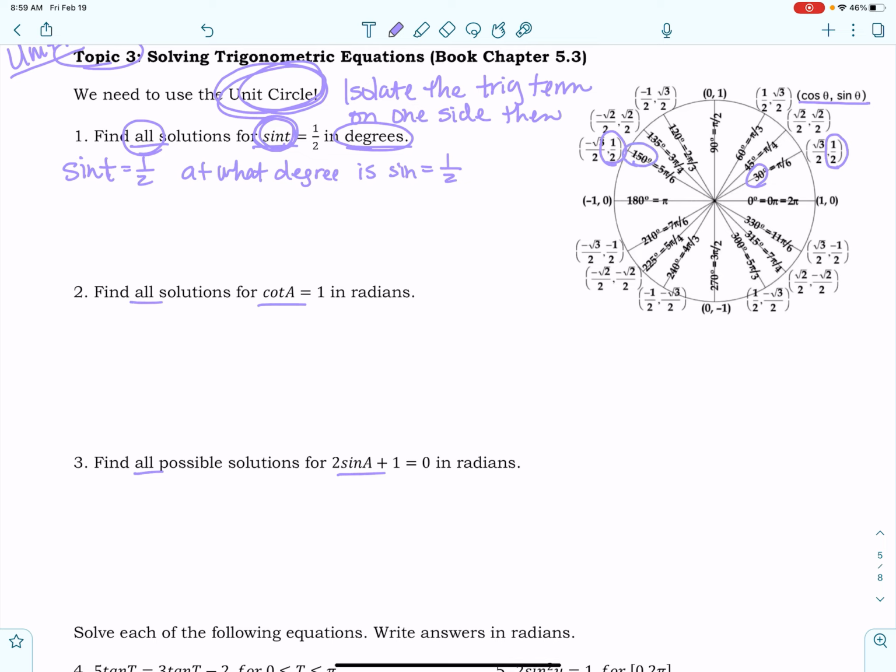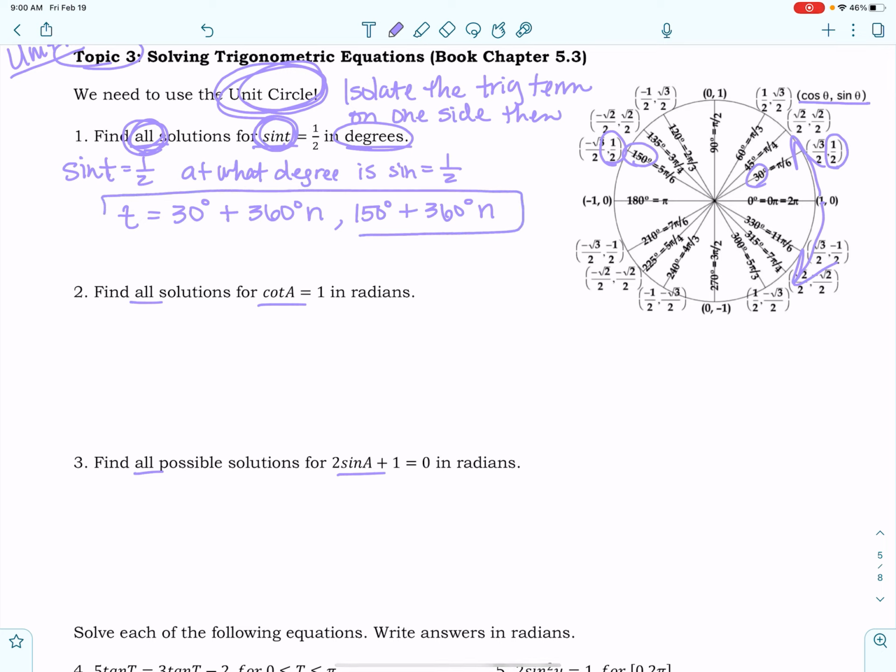So I know that for all solutions, t is going to equal 30 degrees plus 360 degrees n, where n is an integer. That means it can be a positive or negative value, so it takes care of rotation in the positive direction and in the negative direction. The other solution, of course, is going to be at 150 for all rotations of the circle, so 150 plus 360 n, because you have to go all the way around the circle to get back to that value. So that's how we're going to do these.